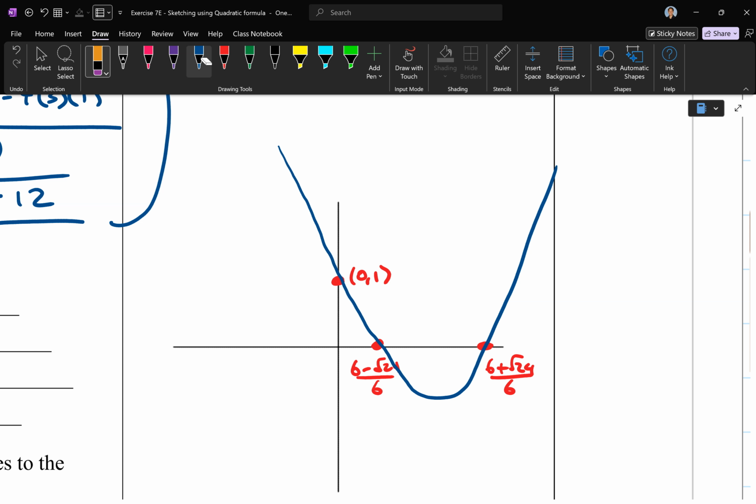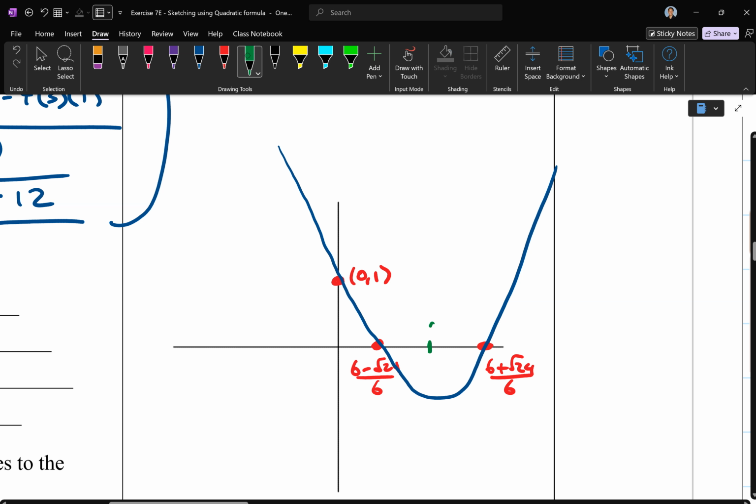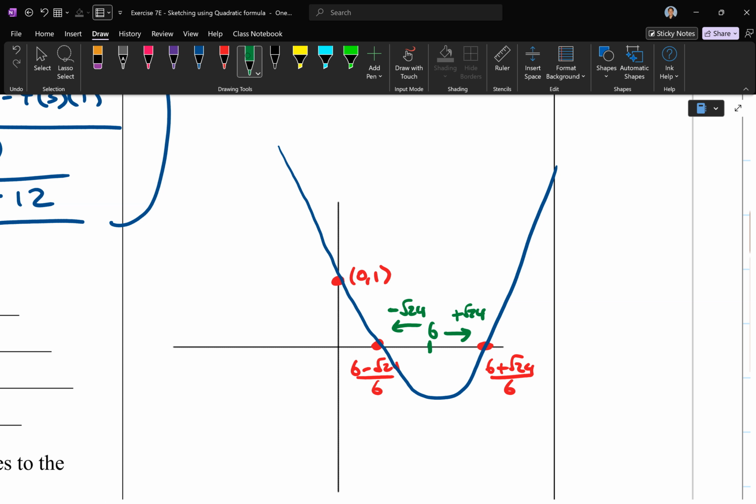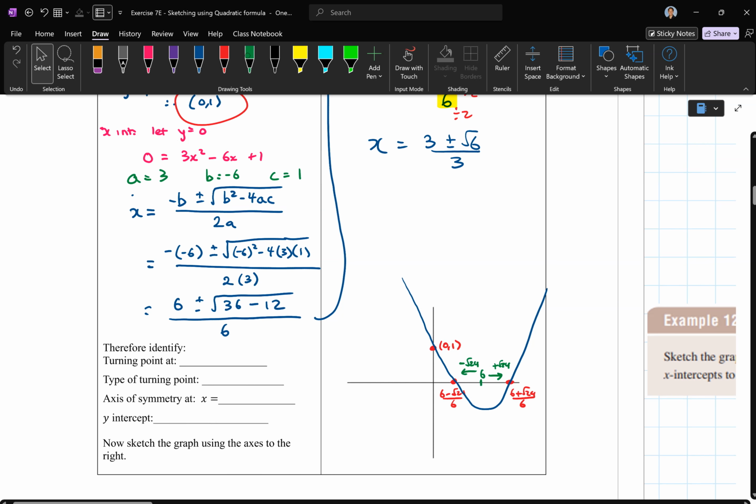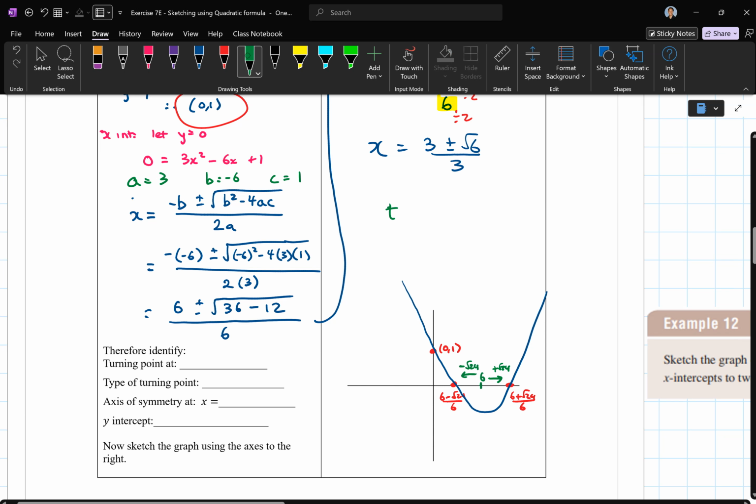Now we know the turning point is in the center between these two. But if you haven't realized yet, have you noticed this was 6 plus root 24, and this was 6 minus root 24? It's actually even on either side. So the center should be 6. But even if you didn't know that, I gave you the formula just now to find the x coordinate of the turning point. It was x equals negative b on 2a.